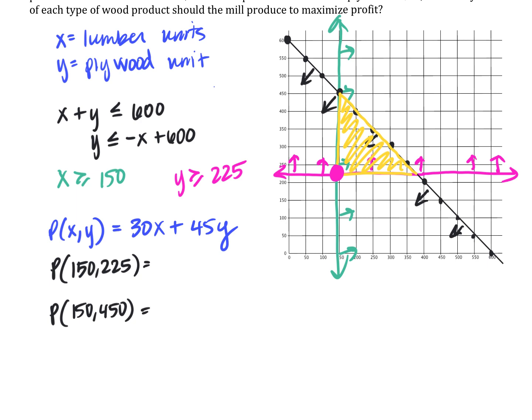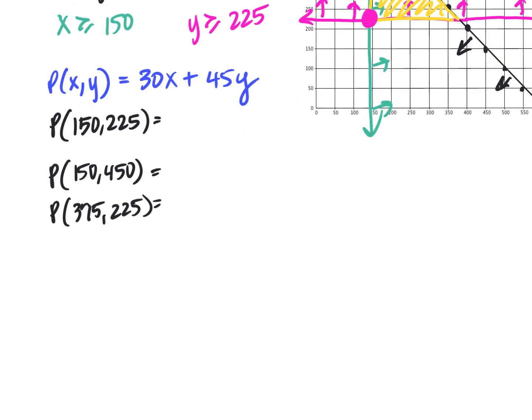What's this vertex? You guys think about it. 375, 225. Yes, very good. We're just cutting it in half. 375, 225. I hear calculators out. Absolutely. Go use a calculator. We're plugging in our X and our Y right here. Let's go see how much money it's making us.